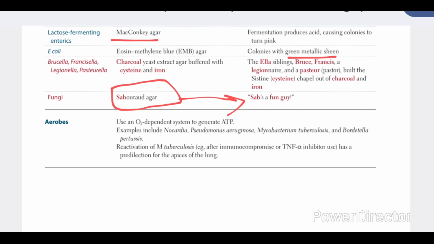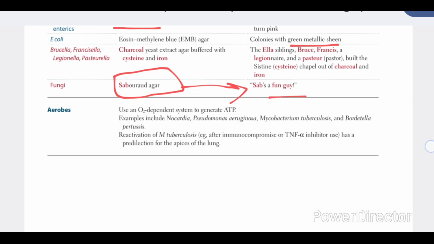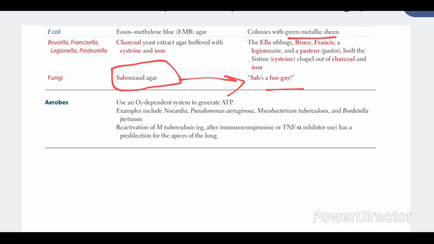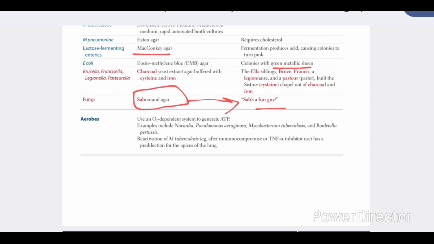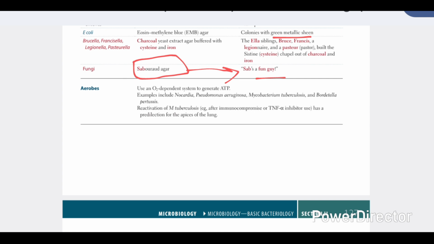The aerobic organisms are those organisms which require oxygen to generate ATP, as the name suggests, aerobic. These include Nocardia, Pseudomonas aeruginosa, Mycobacterium tuberculosis, and Bordetella pertussis. It's another reason for the reactivation of tuberculosis in an immunocompromised individual, or those individuals who are on TNF-alpha inhibitors. And these aerobic organisms have a predilection for the apices of the lungs, where the oxygen concentration is the highest. So aerobic organisms are those organisms that require oxygen for growth.